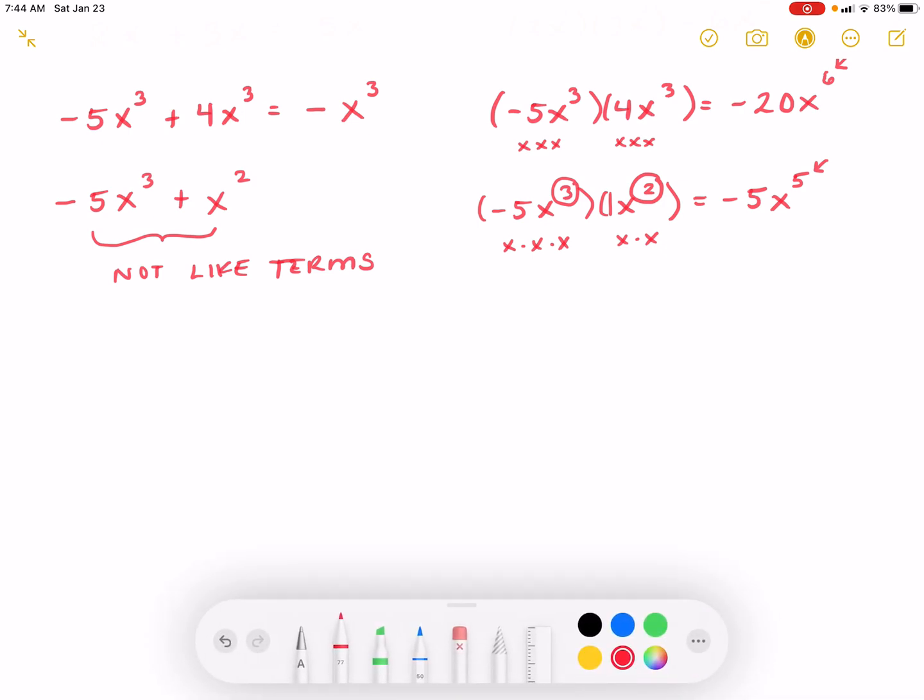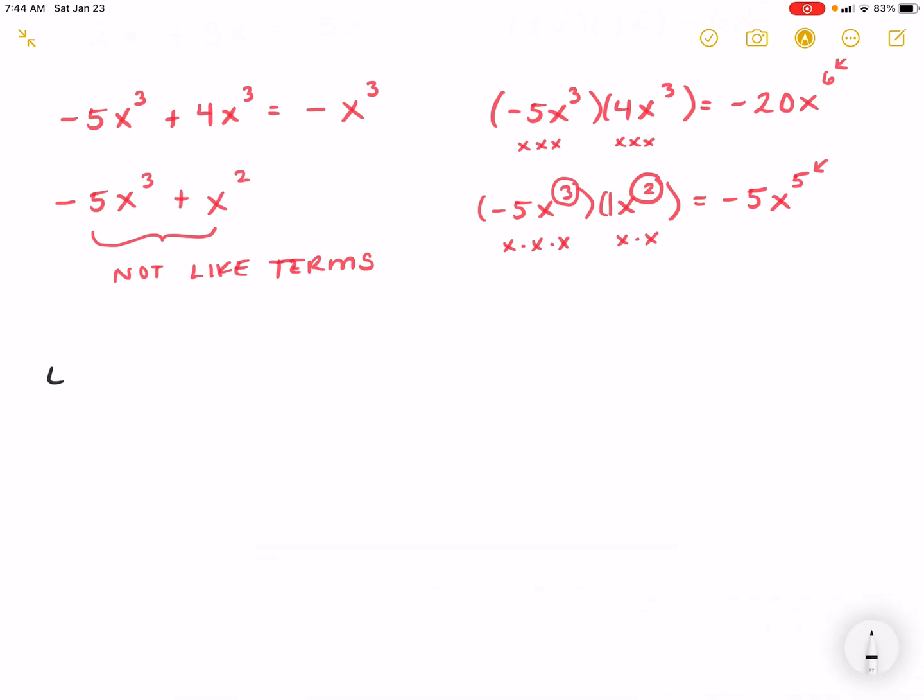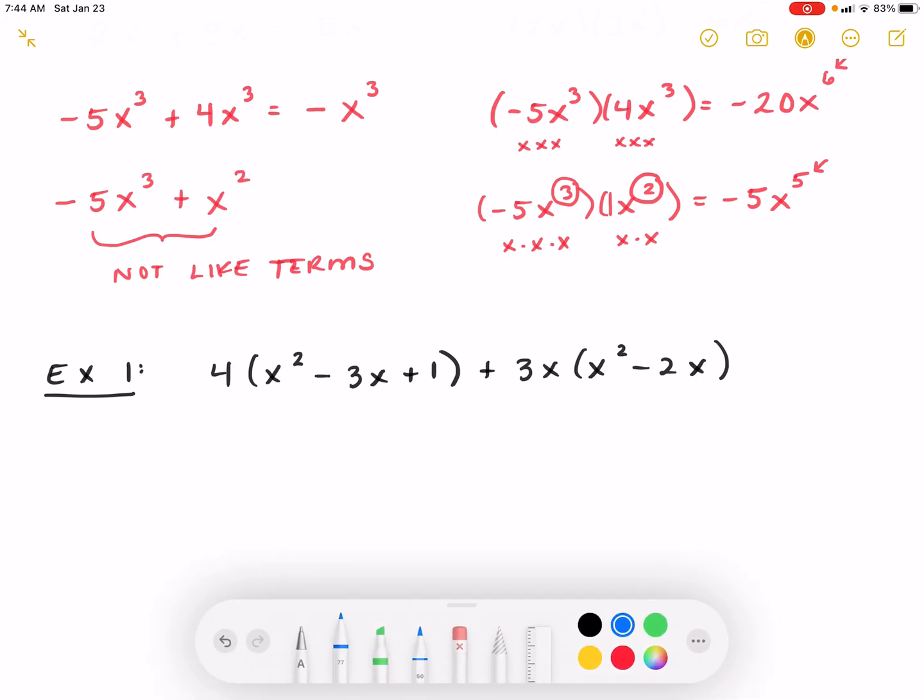All right, so with that little review, let's go ahead and look at our first example. Let's suppose that we have something like 4 times x squared minus 3x plus 1, and we're going to add that to 3x times x squared minus 2x, and we'll go ahead and just say we multiply by that, okay? So we're going to combine what we did with adding and subtracting, and we're going to add in multiplication.